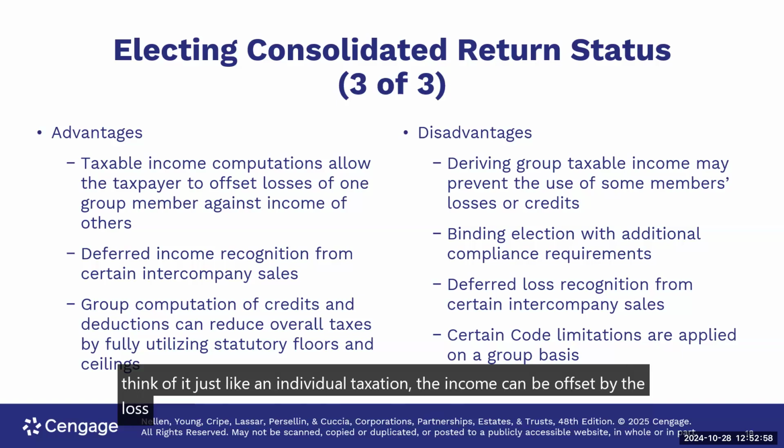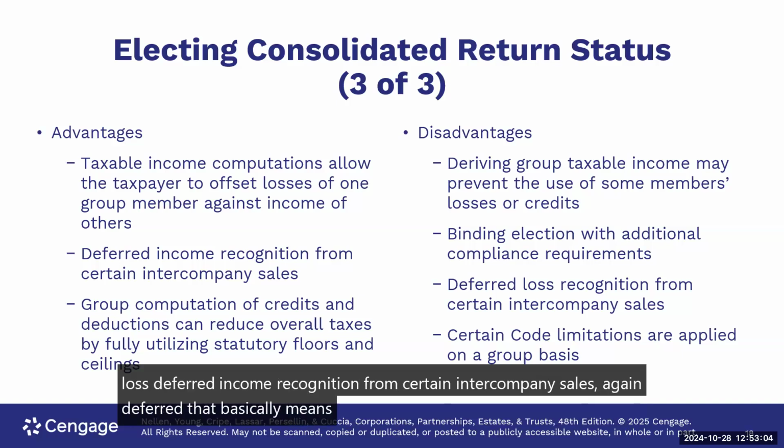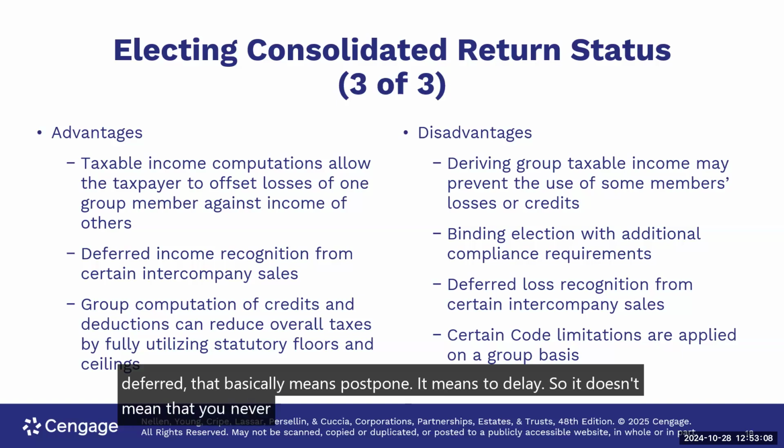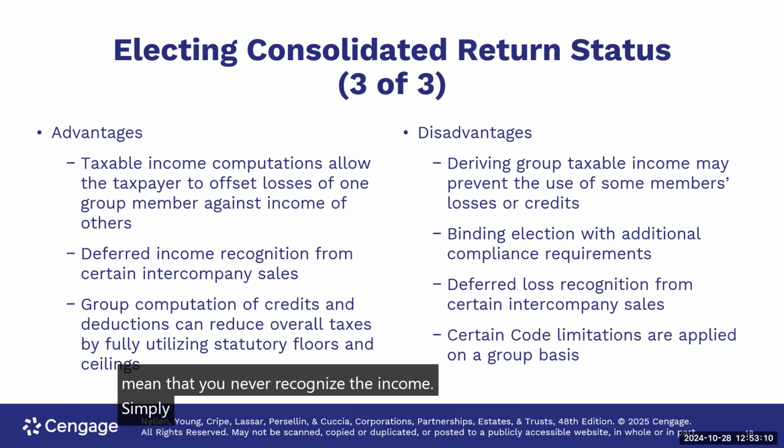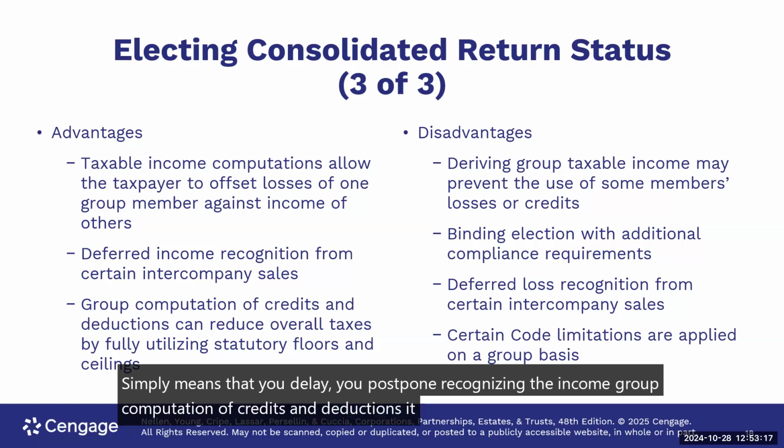Deferred income recognition from certain intercompany sales. Again, deferred basically means postpone. It means to delay. So it doesn't mean that you never recognize the income. It simply means that you delay, you postpone recognizing the income. Group computation of credits and deductions can reduce overall taxes by fully utilizing the statutory floors and the ceilings.